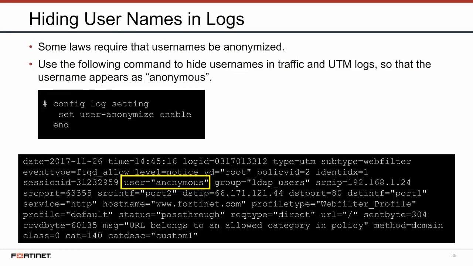On FortiGate, you can hide usernames in traffic logs and UTM logs so that the username appears as anonymous. This is useful as some countries do not permit non-anonymized logging. To anonymize usernames, use the set user-anonymize enable CLI command. It is assumed that logging is enabled in firewall policies and security profiles, and that identity-based policies are configured on FortiGate.